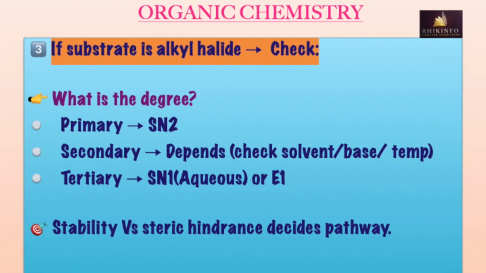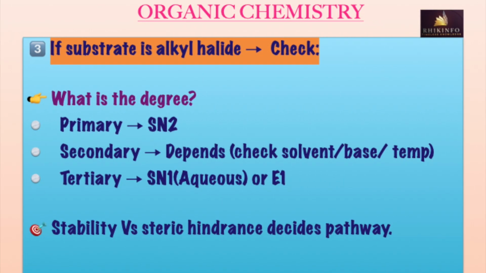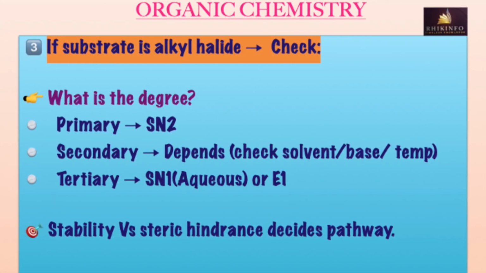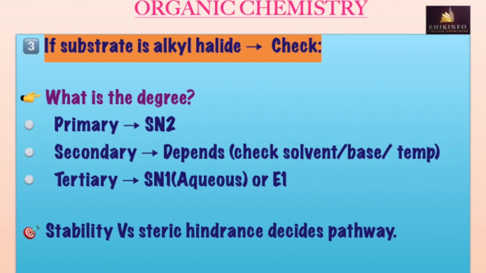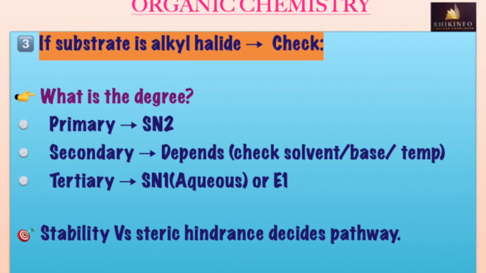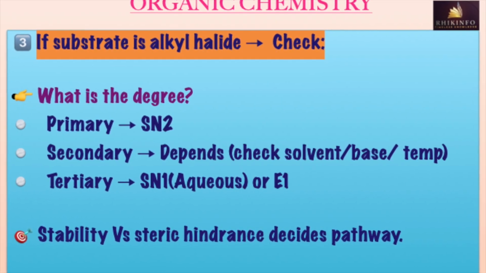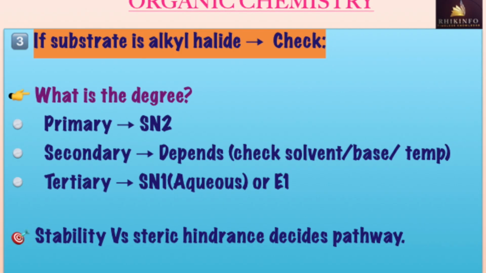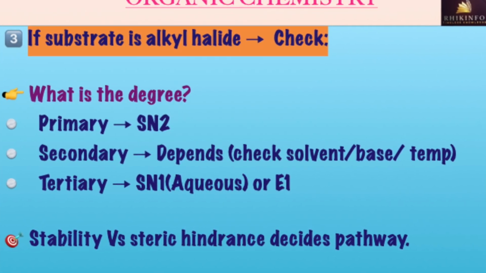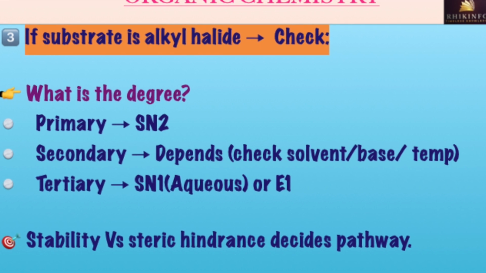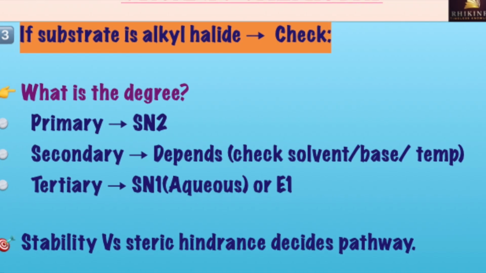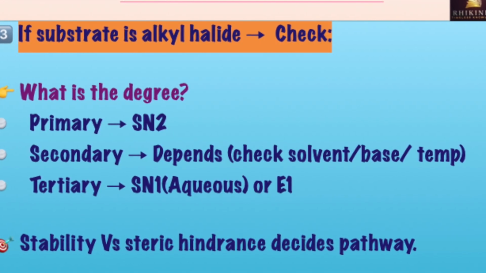Moving on to hack number 3. Is an alkyl halide given? Check its degree first. Primary, it follows the SN2 mechanism. Tertiary, mostly SN1 or elimination depending on the conditions. So, analyze the solvent, base strength and temperature carefully before solving. The carbocation stability and steric hindrance determine the pathway of any chemical reaction.